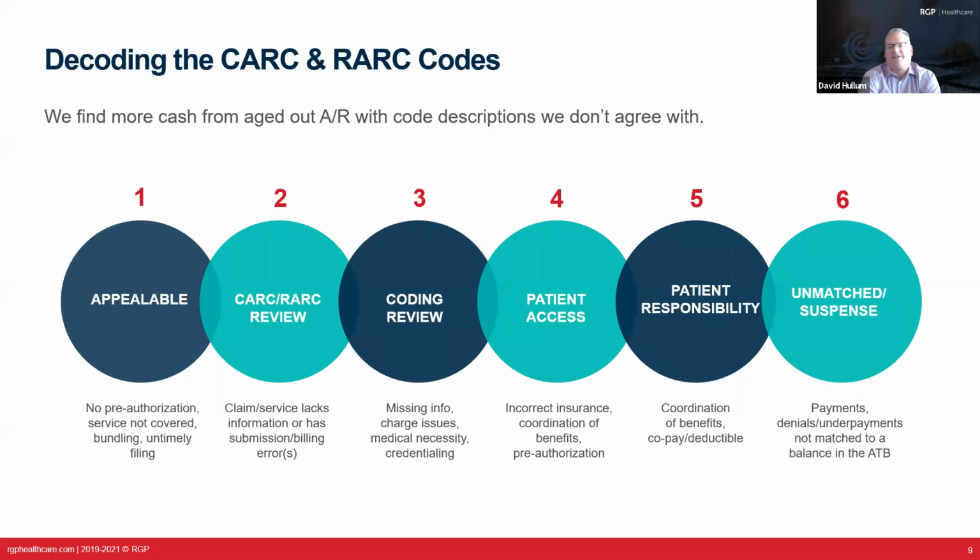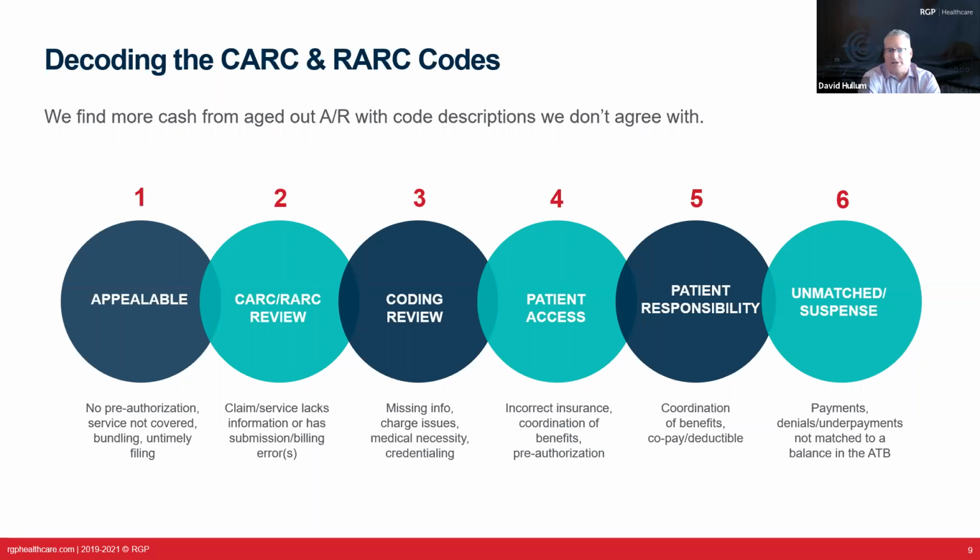So these are six suggested buckets. And what we want you to understand is that any of your rejected, denied, adjustments, whatever it is, could end up in one of these buckets and can be moved, because when we have multiple charge lines, there could be one charge line that falls into patient access and another charge line that falls into coding review, okay?